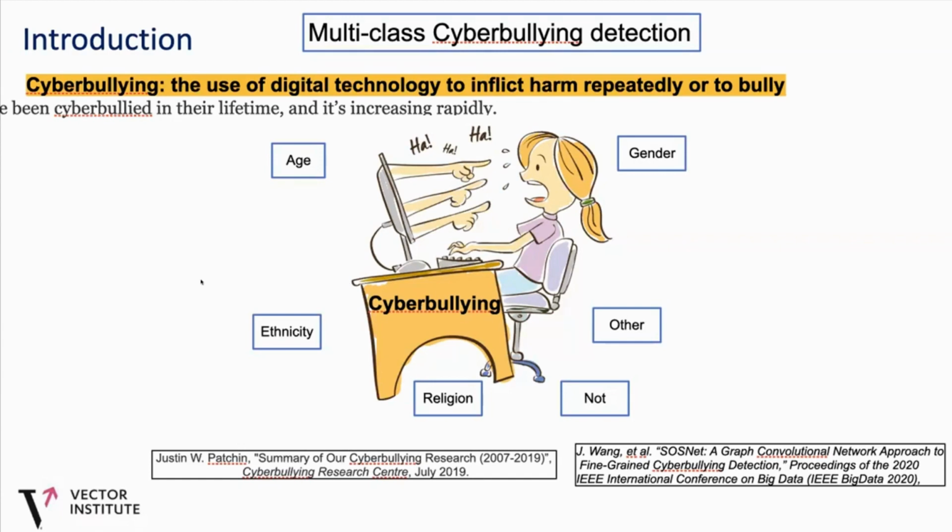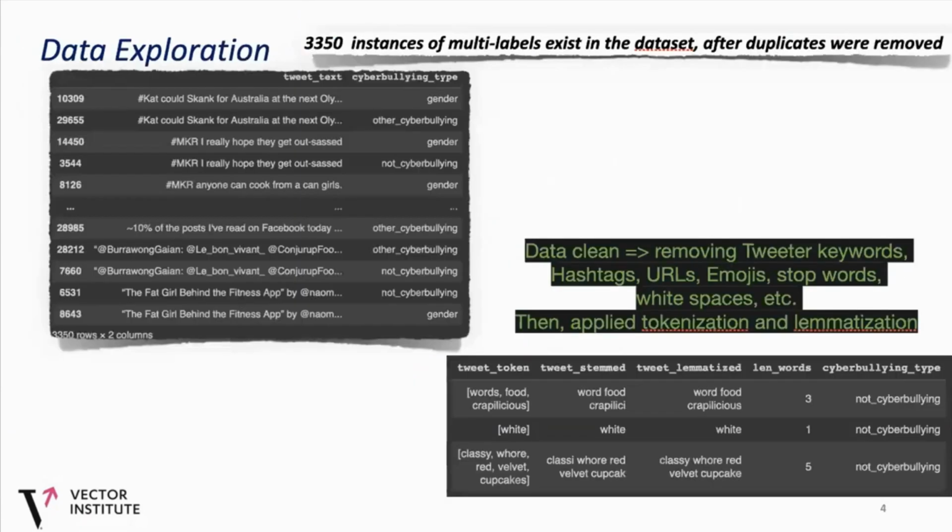This problem is very important because cyberbullying affects age, gender, ethnicity, religion, and many other kinds of attributes that have not even been exhausted currently. In this presentation, I'll be benchmarking my model against what the current state of the art has proposed in the literature so far.